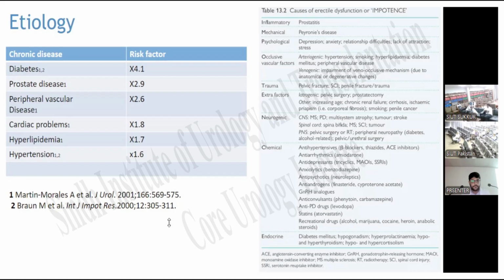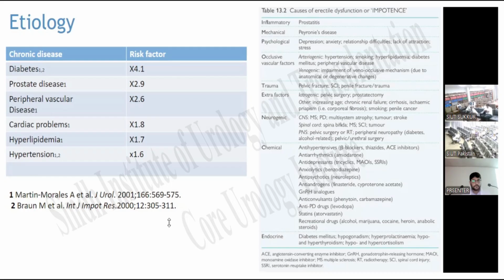And hypertension is the second one, which leads to erectile dysfunction. That is a 1.6 percent increase in the risk of erectile dysfunction. Along with that, there are several causes. We just knew that there's the organic cause, that is the vasculogenic, the neurogenic, the mixed type or the anatomic type, the endocrinological type.